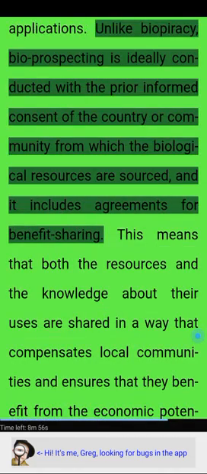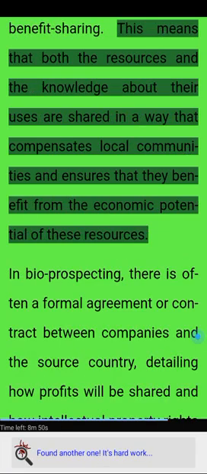Unlike biopiracy, bioprospecting is ideally conducted with the prior informed consent of the country or community from which the biological resources are sourced, and it includes agreements for benefit sharing. This means that both the resources and the knowledge about their uses are shared in a way that compensates local communities and ensures that they benefit from the economic potential of these resources.